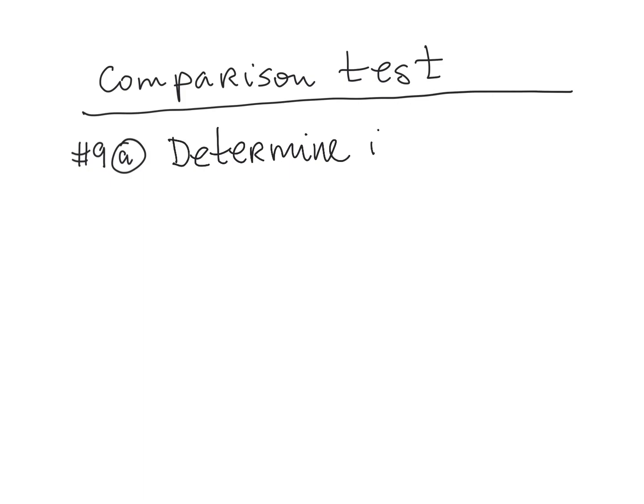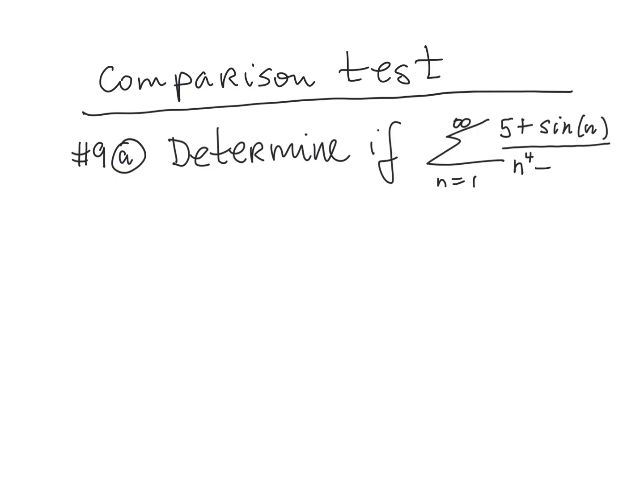We're going to determine if the series, the summation from 1 to infinity of (5 plus sine of n) divided by (n to the fourth power plus 3n), converges or diverges.